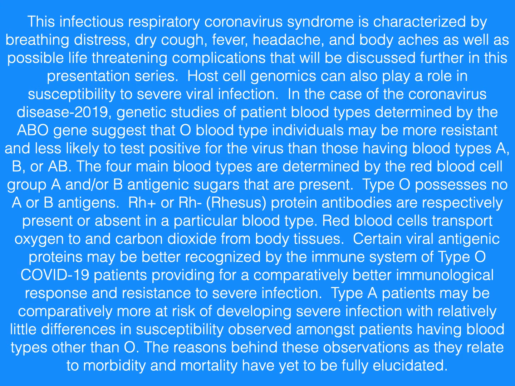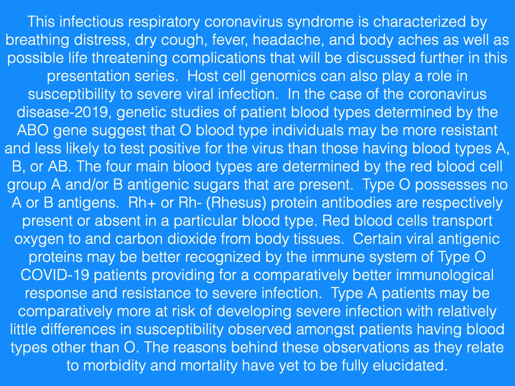The four main blood types are determined by the red blood cell group A and or B antigenic sugars that are present. Type O possesses no A or B antigens. Rh positive or Rh negative rhesus protein antibodies are respectively present or absent in a particular blood type. Red blood cells transport oxygen to and carbon dioxide from body tissues.